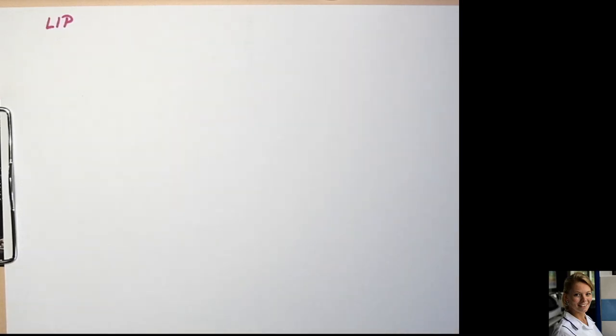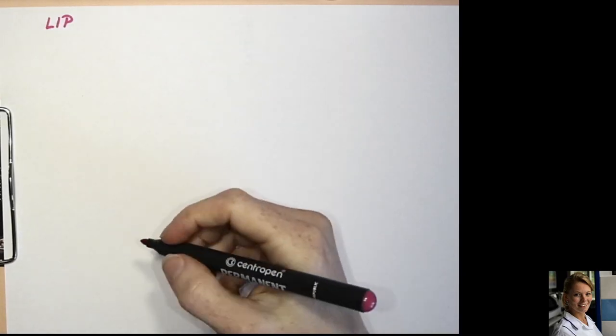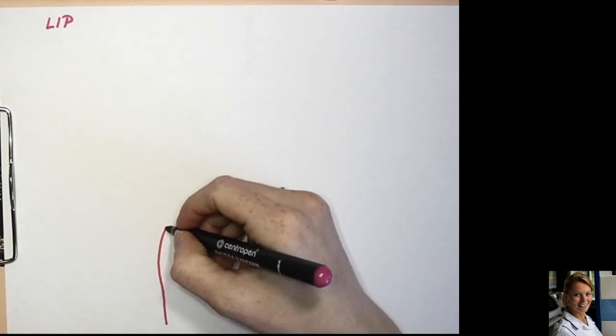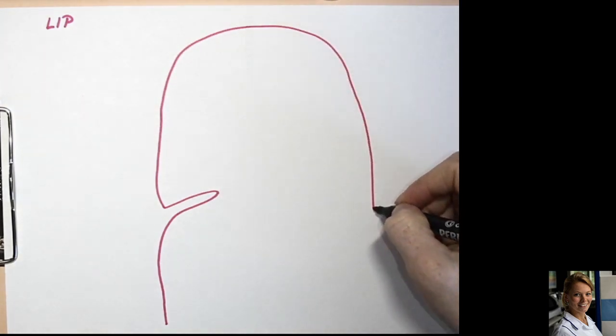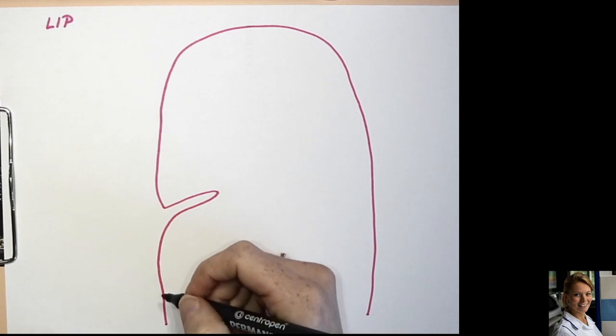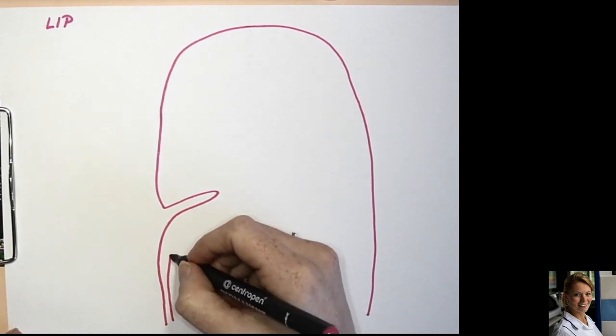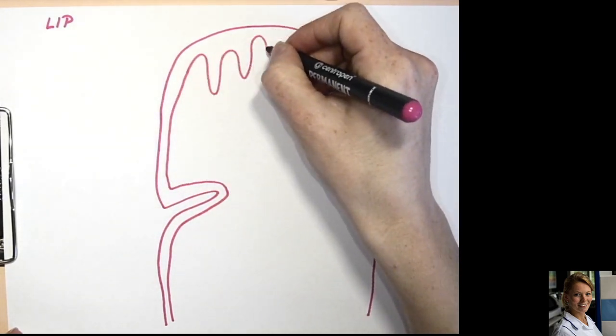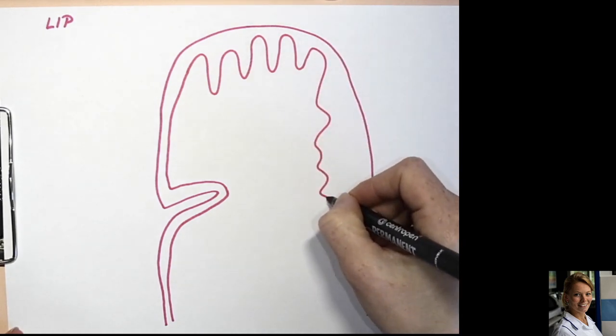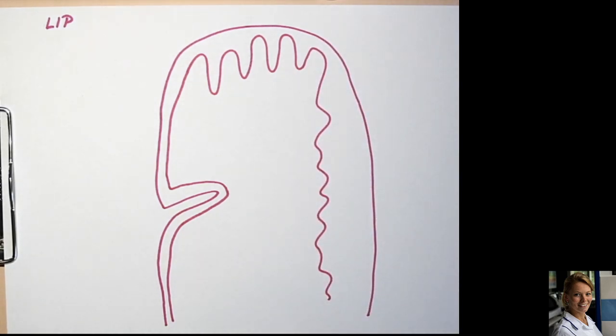Hello everyone, in this video we will draw and label the scheme of a lip. On the lip we recognize two sides: the cutaneous part located on the external surface of the lip, which is formed by thin skin, and the opposite side, the mucosal part facing the oral vestibule. And the transitional zone between the skin and the mucosa is the vermilion border.